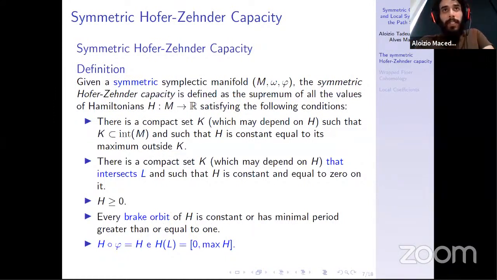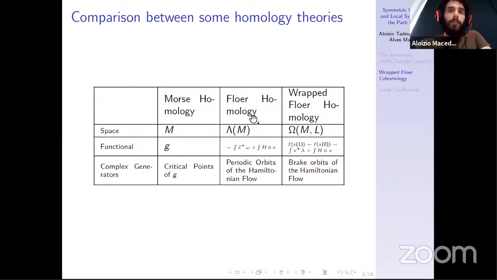Now let's make some comparisons so I can introduce you to the wrapped Floer homology quickly. This kind of table is useful when we talk about different kinds of homology. In Morse homology, we have our manifold M and a function on it. Of course, we impose some conditions on the function, and we require some additional structure like a Riemannian metric to define the gradient, so we can create the chain map.